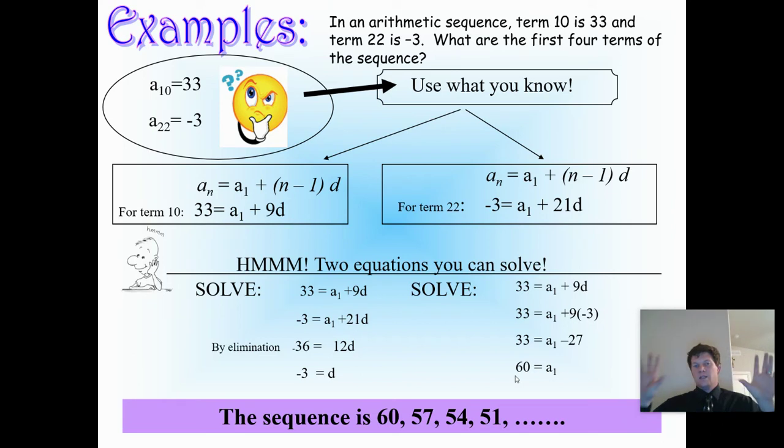Big picture, guys, you have a list of numbers. It follows a pattern. That pattern is our common difference. The first term in that sequence, the very first number in our sequence, is the first term. We could use that to solve for a lot of things.